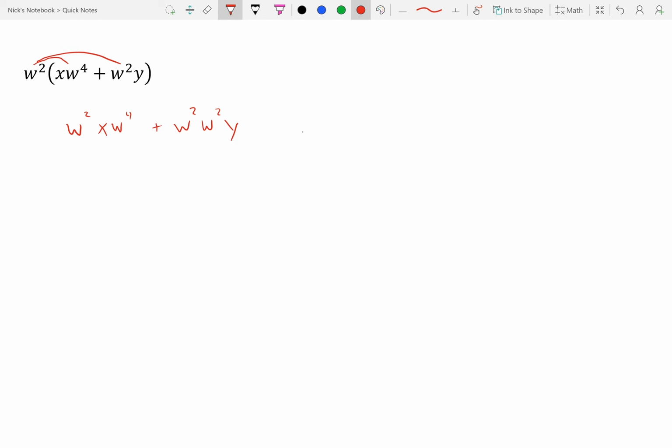So if we look right here, where are our w's? We have a w here. Let's choose a different color. We have a w here and a w here. Let's go ahead and combine those. We have w to the second times w to the 4th, and remember, we're just adding the exponents. So we have w to the 6th. That x, nothing happens there. Plus right here, we have w to the second times w to the second. Again, add those. w to the 2 plus 2 is 4. And again, y doesn't change. So this is our answer right there. We can do nothing else with that.